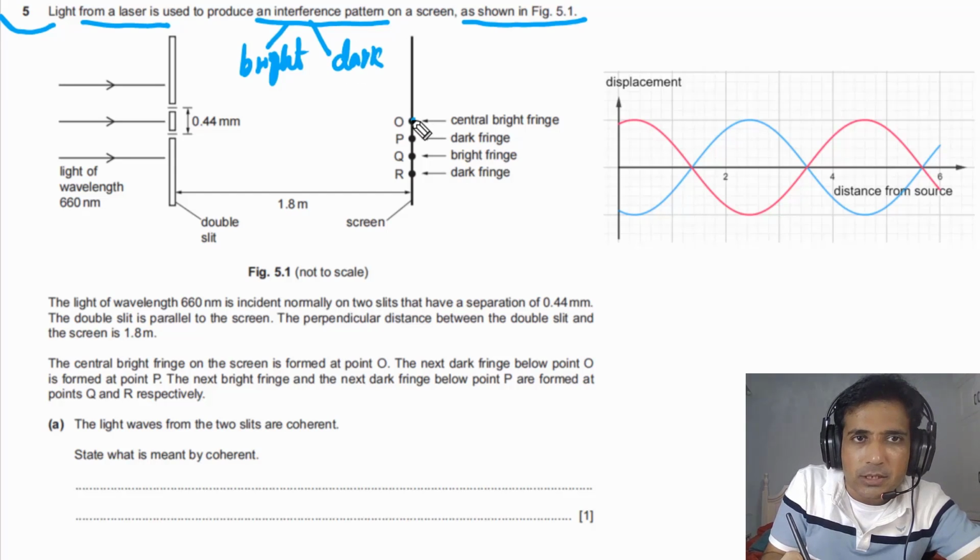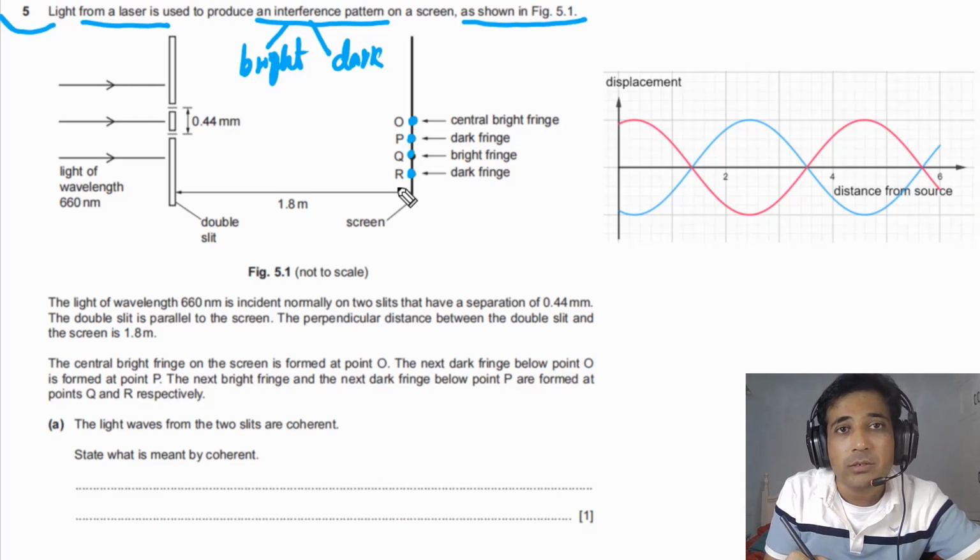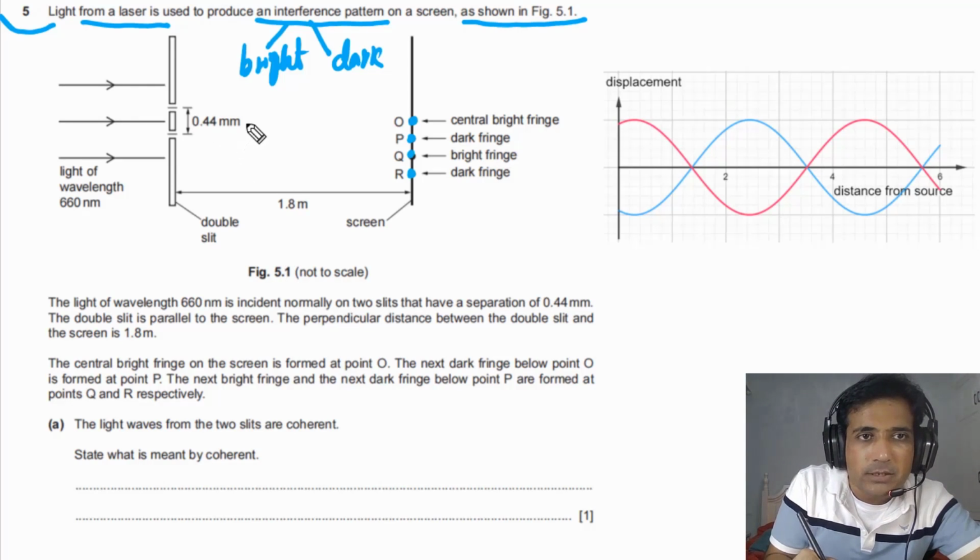As you can see here, at the center we have the center bright fringe, then we have a dark fringe, then we have a bright fringe, and then we have a dark fringe. This pattern is called an interference pattern. For this question, the separation between the two slits is also given.